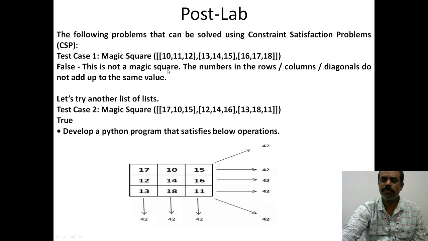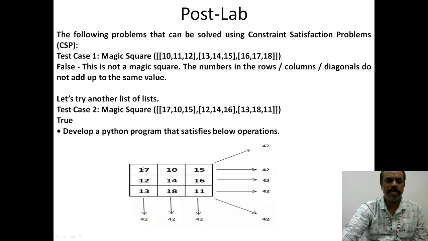Similarly, if you consider the column values 10, 13, 16, then 11, 14, 17, then 12, 15, 18, all the sums should be equal, then only it is a magic square. So the first test case fails. Now consider the second test case. The values are 17, 10, 15, organized as rows, then 12, 14, 16 and 13, 18, 11. Clearly observe both these inputs are lists of lists for the matrix representation.